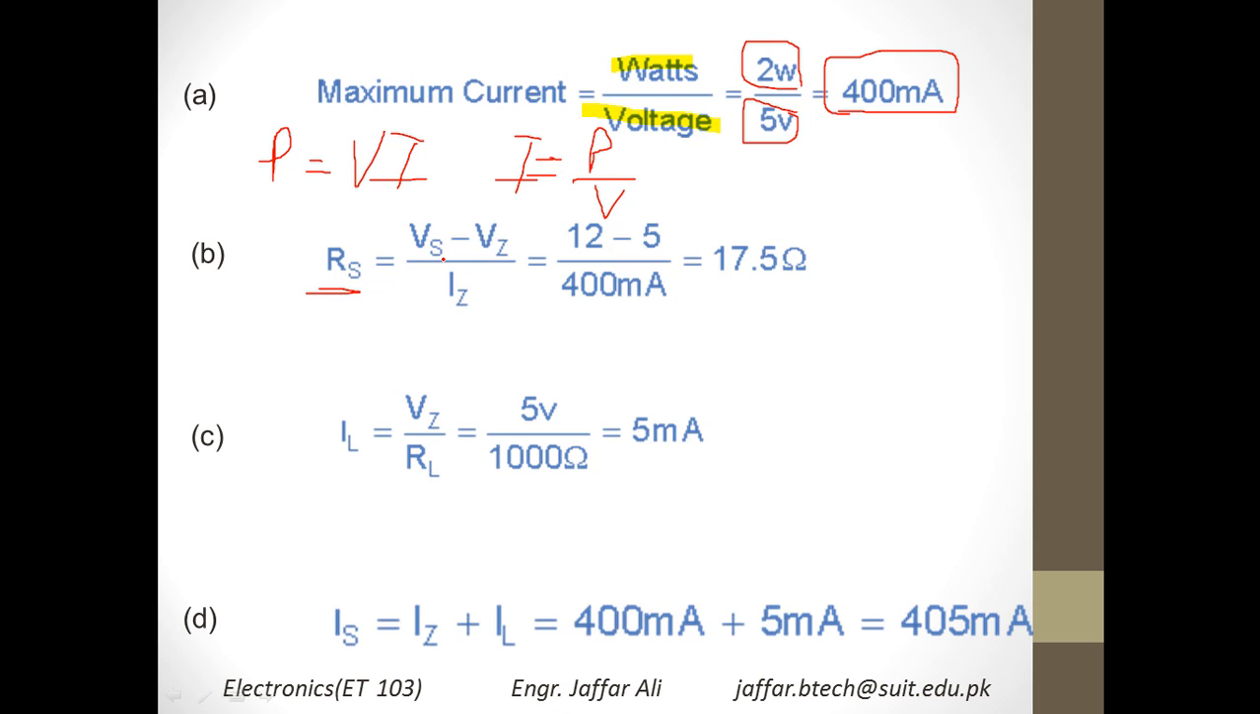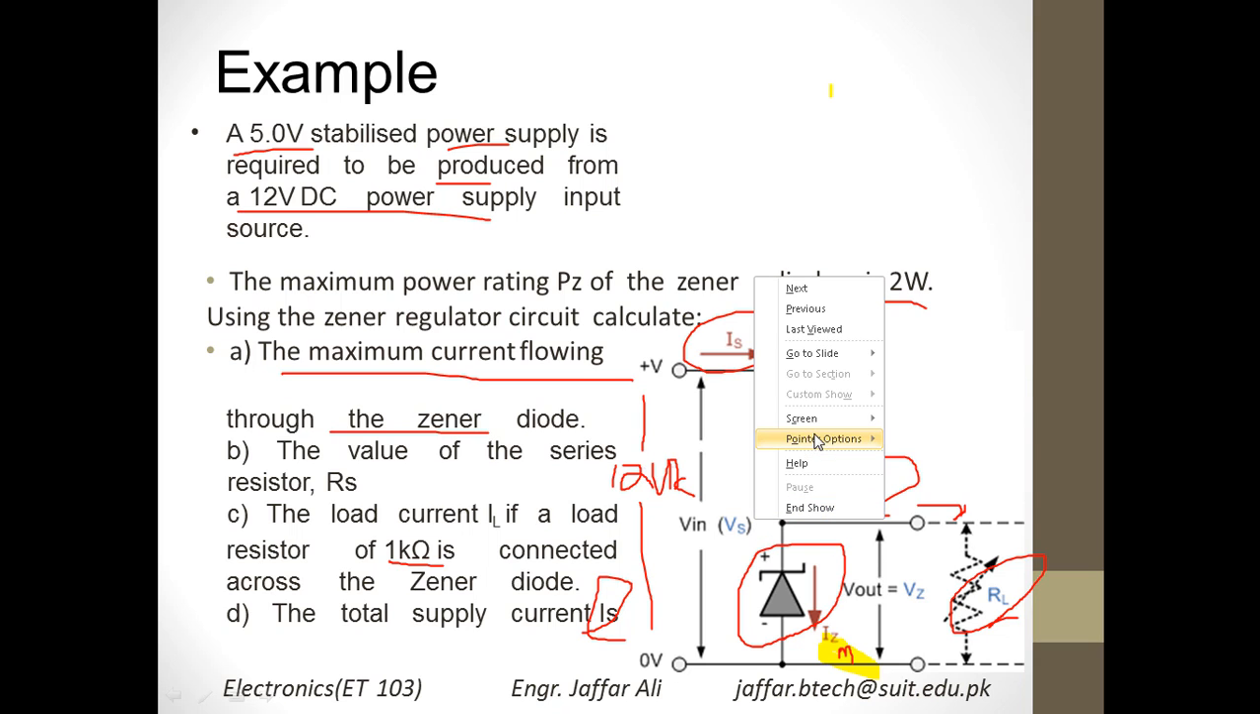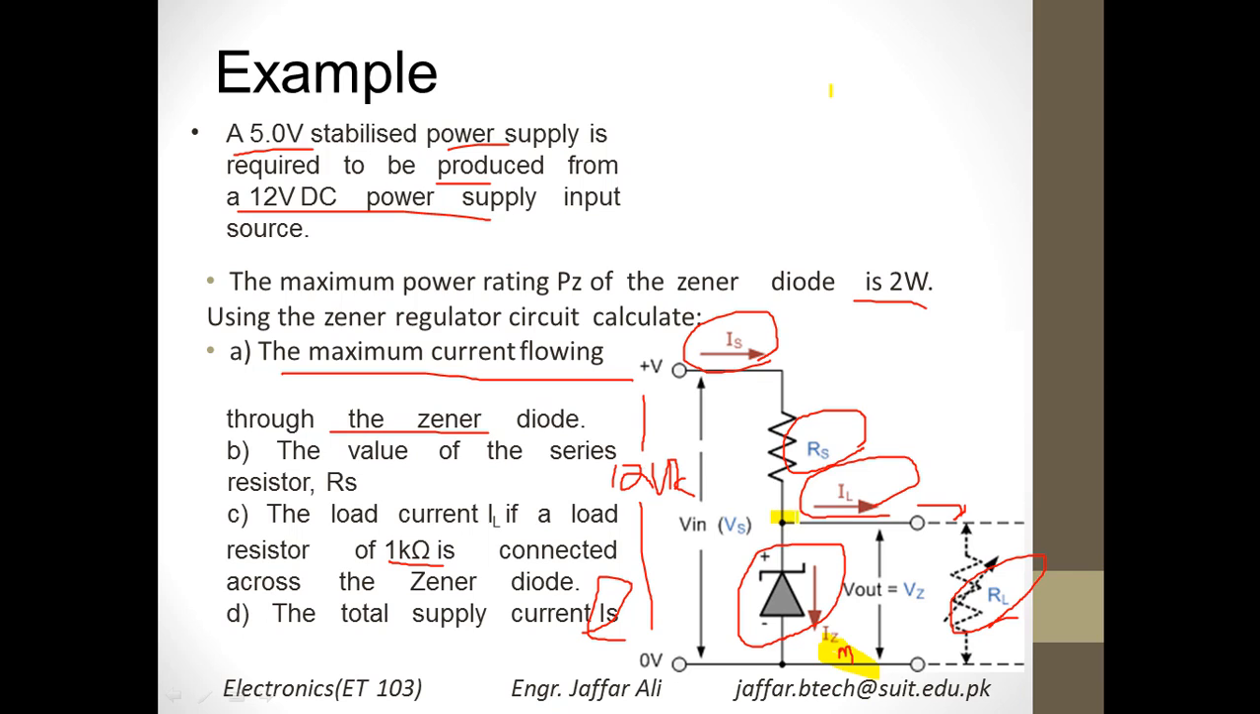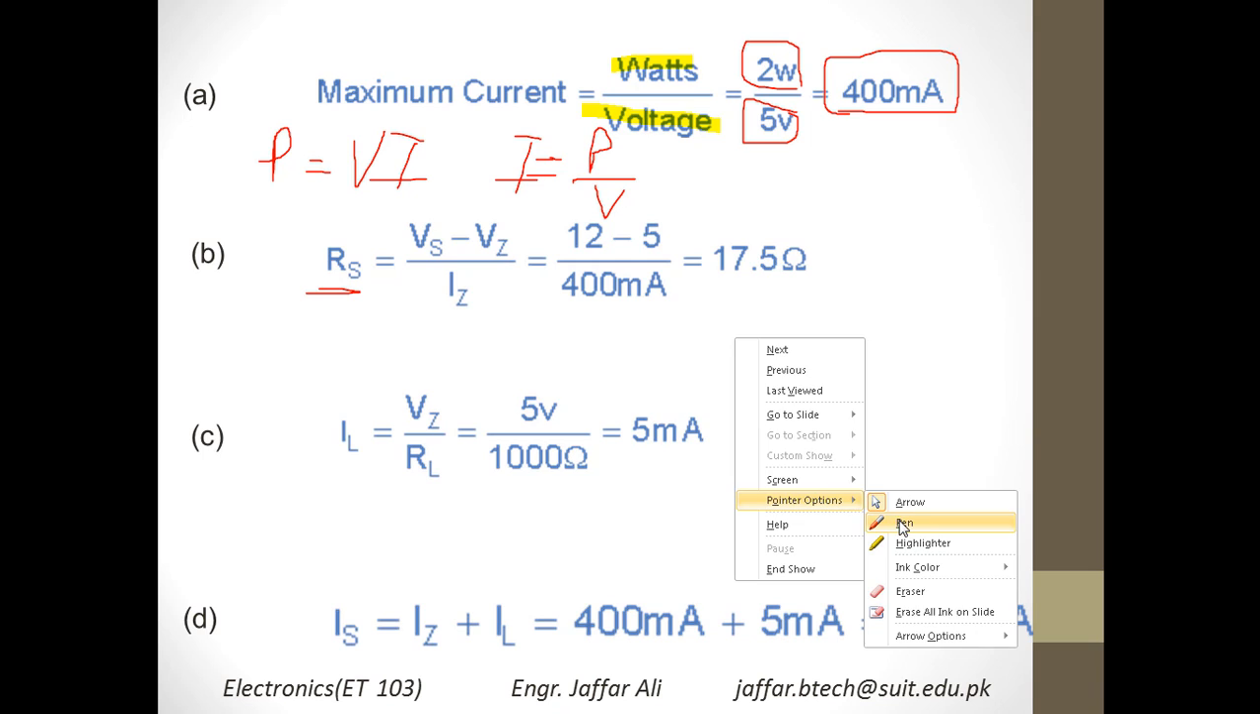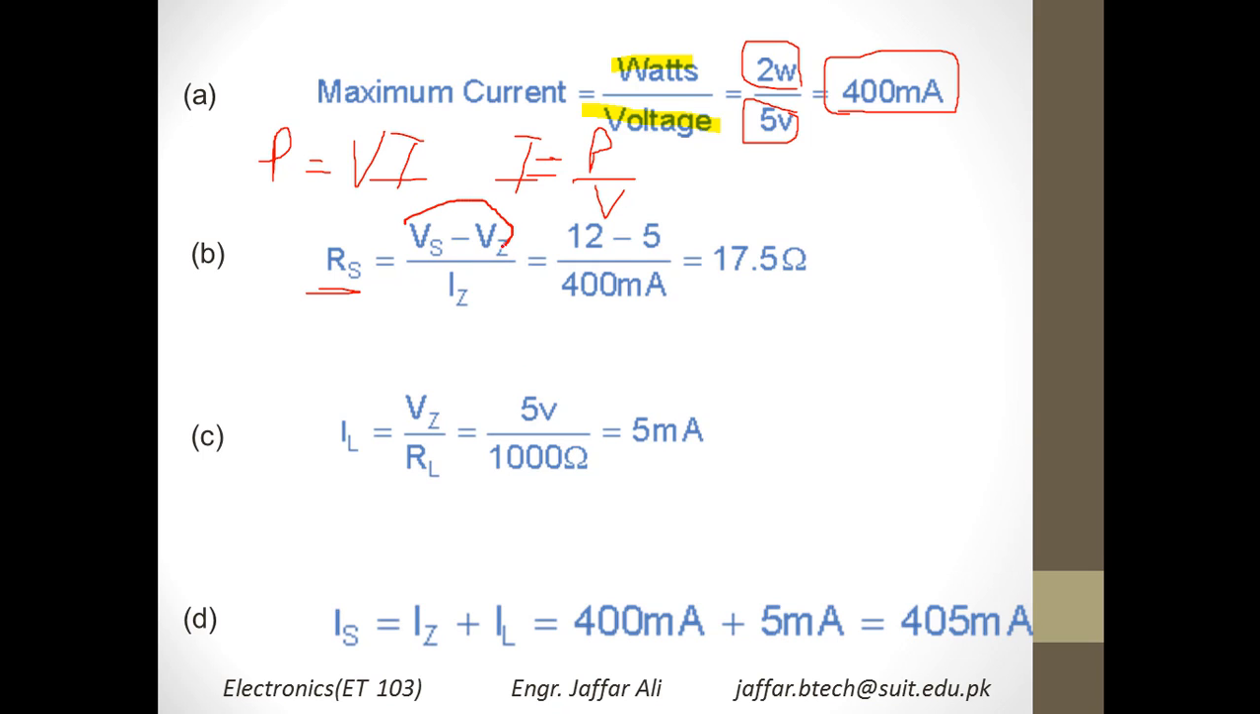After that, we have to find the value of the resistor that is in series. You can see that it is nothing but the difference between these voltages, Vs and V, divided by Is, the current. So you can see that this is the equation: the difference between the voltages divided by the current across the Zener. So 12 minus 5 divided by 400, you get the value of the resistor that is connected in series, that is 17.5 ohm.